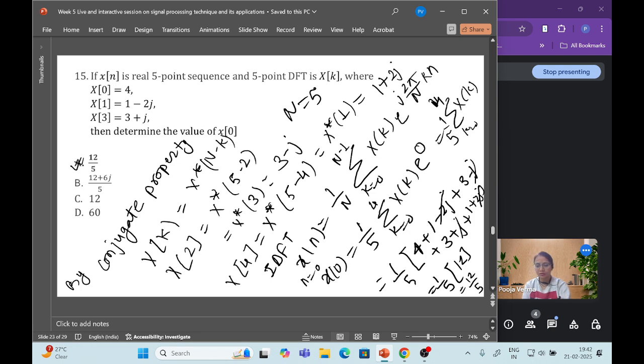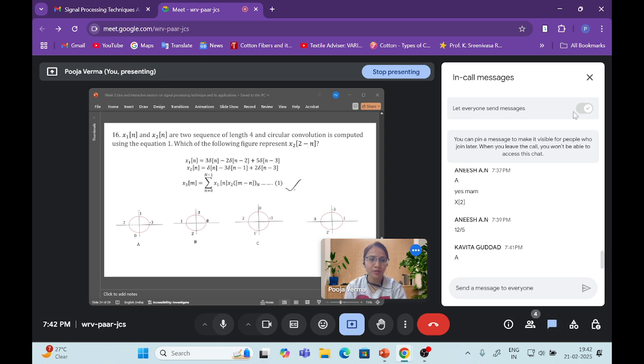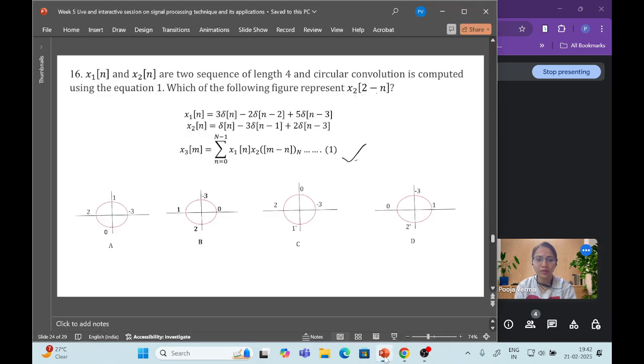Okay. So now moving to the next question. The question is given as: x1(n) and x2(n) are two sequences of length 4, and circular convolution is computed using equation 1. Which of the following figures represents x2 of (2 minus n)? So which figure will represent this one? Can you answer for this one? Can you solve it?